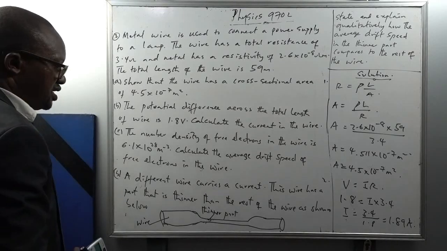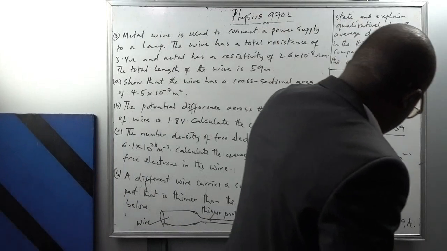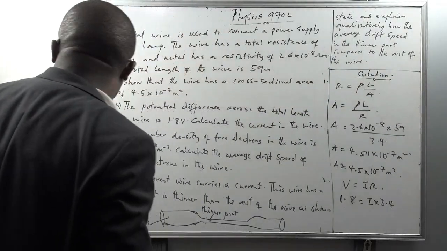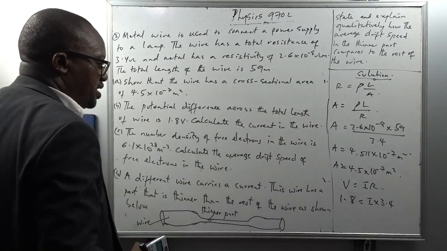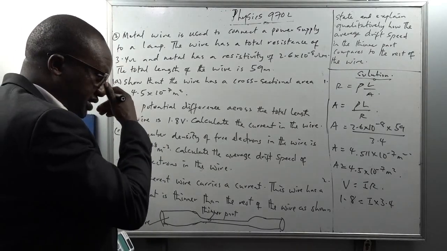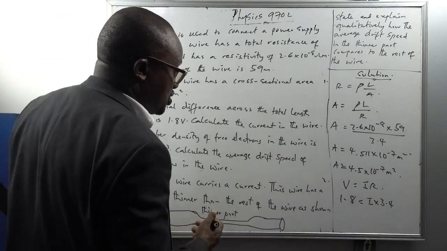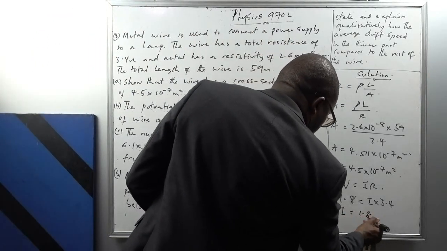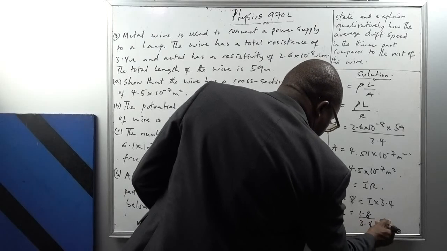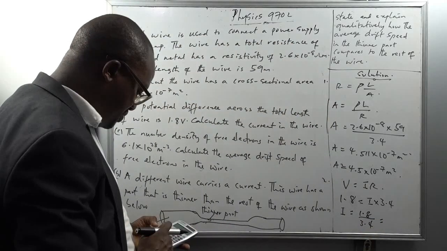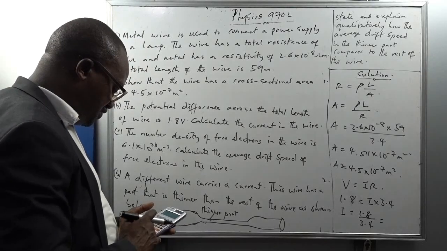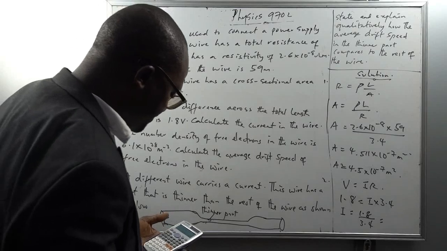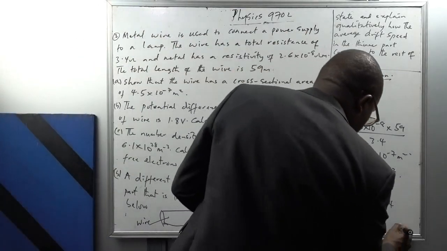Sorry for that. V is equal to IR. The potential difference is 1.8. The current times 3.4. So the current will be 1.8 over 3.4. Sorry about that. So you have 1.8 divided by 3.4. This will give you 0.53 amperes approximately.